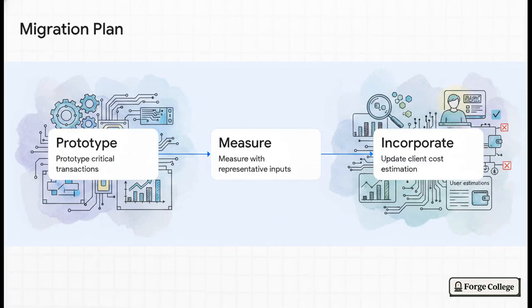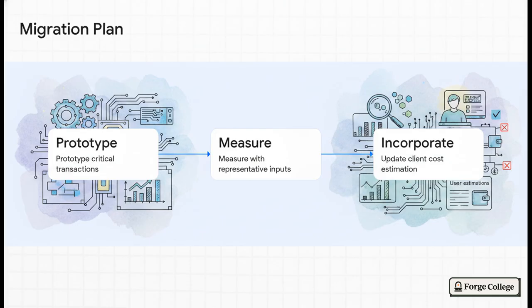All right, action plan time. How do we practically adapt our code to this? If you're a developer migrating your architecture, here is your concrete 3-step blueprint. Step 1, prototype your critical transactions early. Please do not wait until production to figure this out.